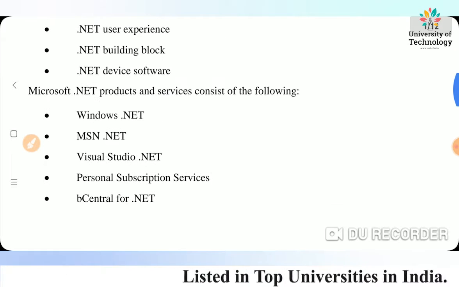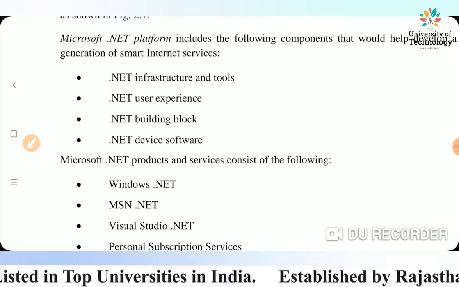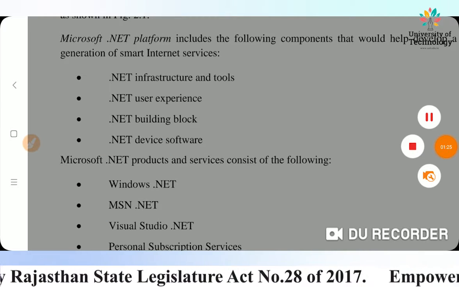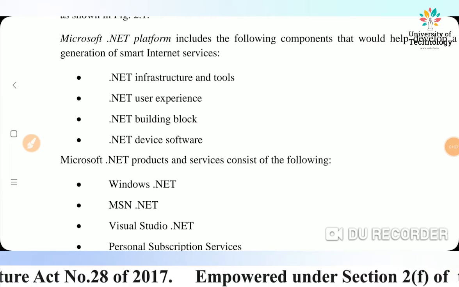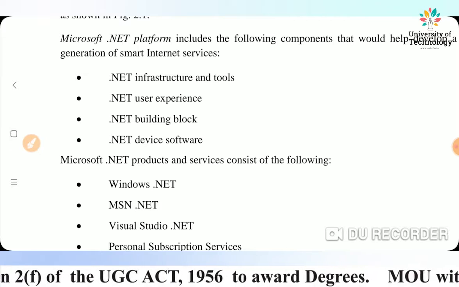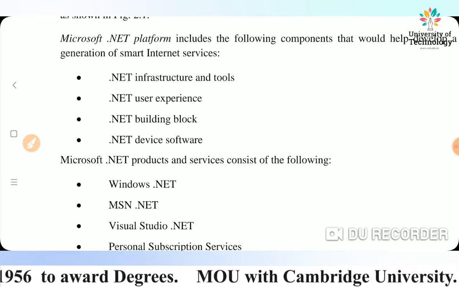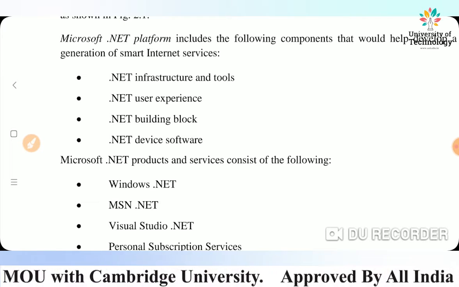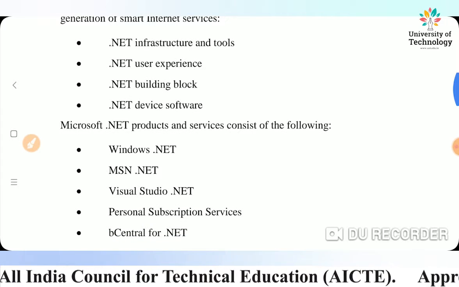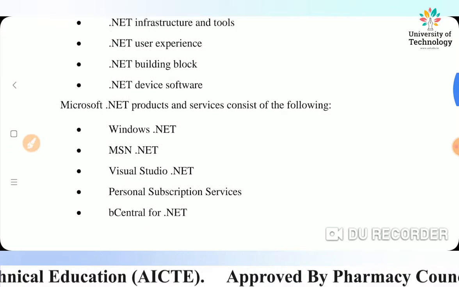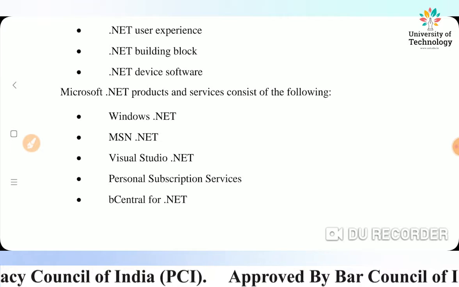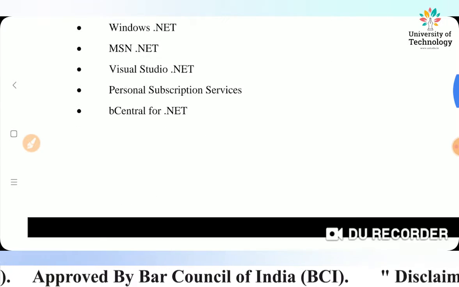Next, Microsoft .NET platform includes the following components that would help develop a generation of smart internet services. First, .NET infrastructure and tools. Second, .NET user experience. Third, .NET building block. Fourth, .NET device software. Microsoft .NET products and services consist of the following: Windows .NET, MSN .NET, Visual Studio .NET, personal subscription services, vCentral for .NET.